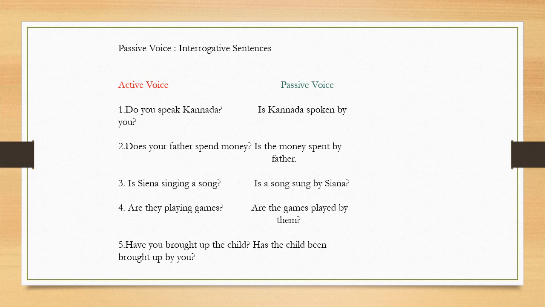Have you brought up the child? Change "have" into "has." Has the child been brought up by you? Has. Change the auxiliary have to has. The child is the object. Brought up, past participle, isn't it? Been brought up, preposition "by," and the new object is you. The question form remains the same.